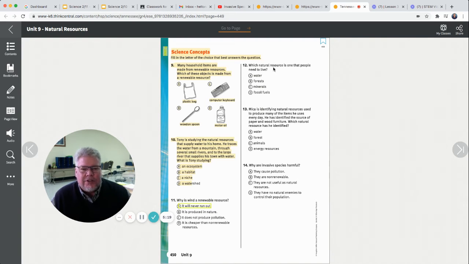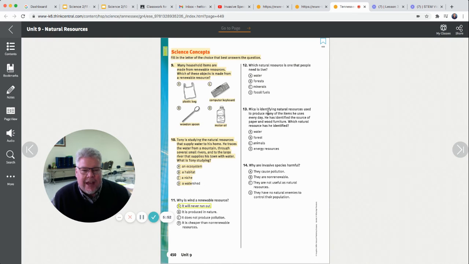12. Which natural resource is one that people need to live? Which one of these do we need to live? Water, forest, minerals, or fossil fuels? Well, I like to have a car to drive and it needs gasoline, but I don't have to have a car to live. Minerals? No. Forest? I think forests are beautiful, but I don't have to have a forest to live, but I do have to have water to live. If you don't drink water or get something to drink, you'll die. So 12 is A, water.